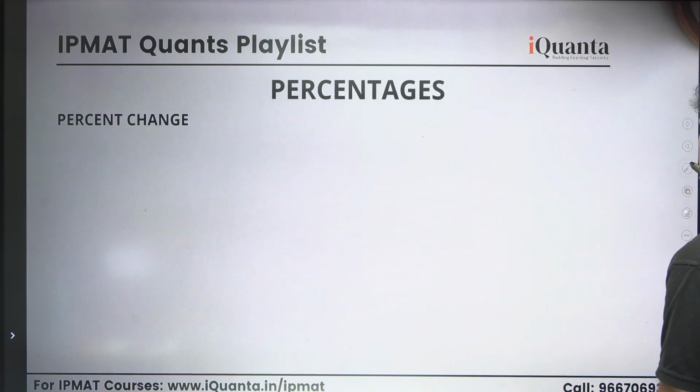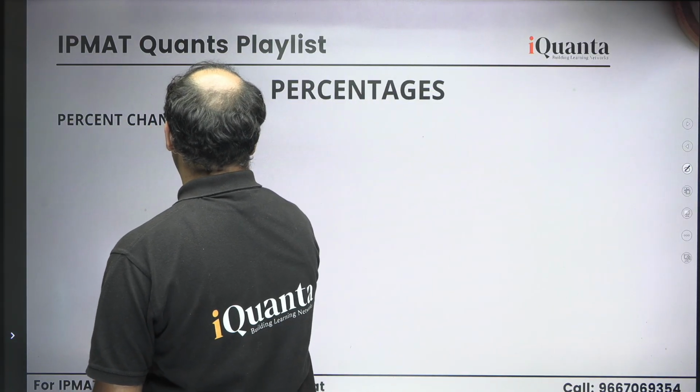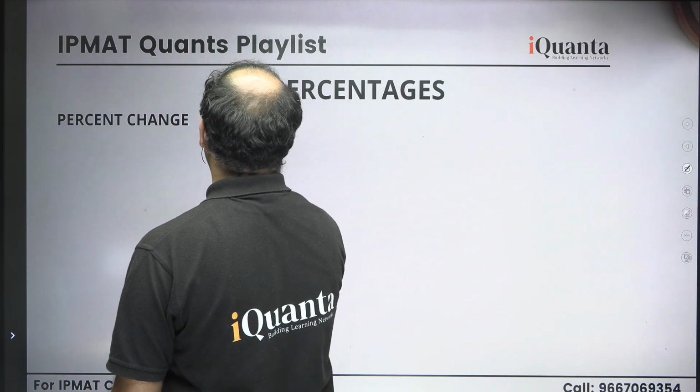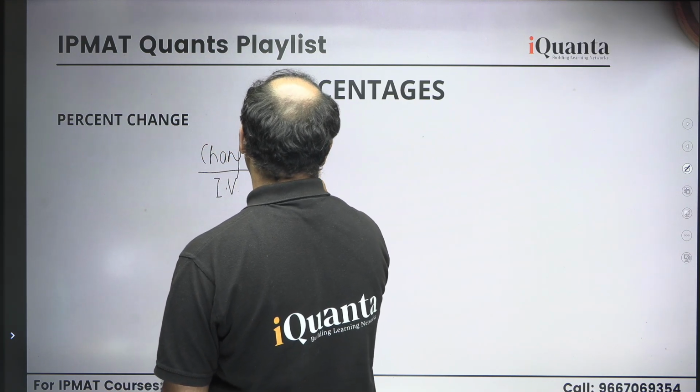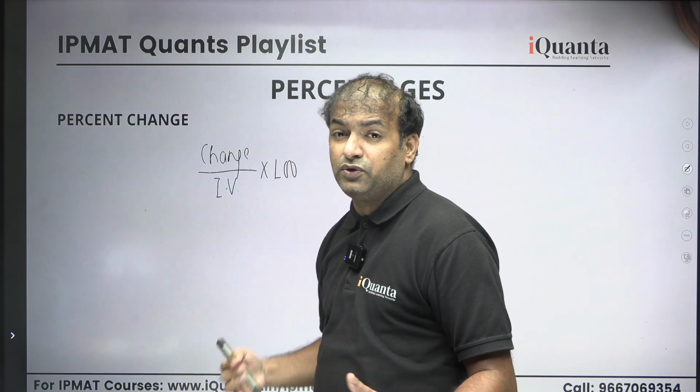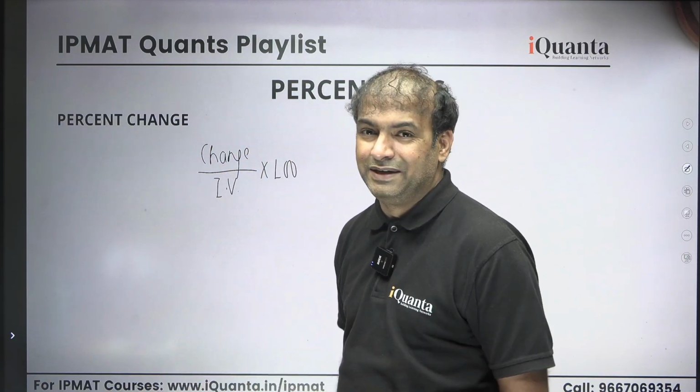I'm sure you all remember the formula which we were taught in school. The formula was that, change upon initial value into 100, all right? What is the change all about? The change could be increment, it could be decrement as well. That's why we used to call it in school percentage increment or percentage decrement. Both could be there, right?